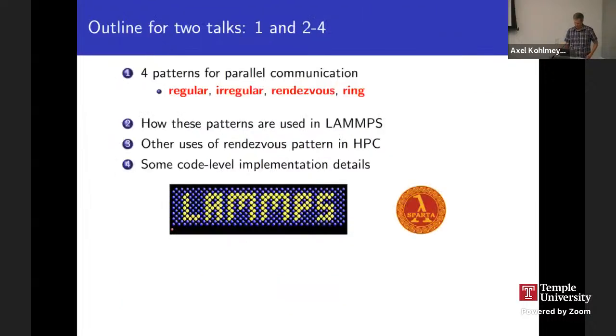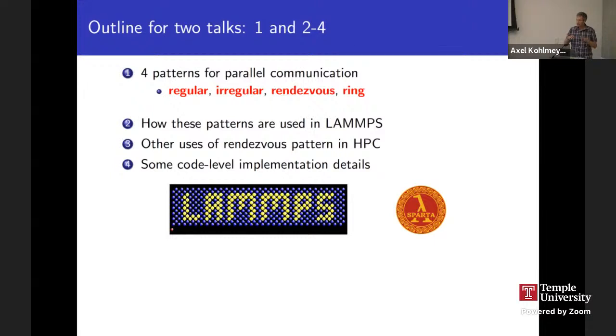Let's go to the next slide here. I'm going to break this into two talks like Stan did yesterday. We'll take a break in between. I think the first talk is a little shorter than the second, so maybe our break will be a little sooner rather than later. In the first talk, I'm going to talk about four what I call patterns for different kinds of MPI level communication in a code, particularly scientific codes. Those are regular, irregular, rendezvous, and ring. I'll explain each of those in some detail in this talk.